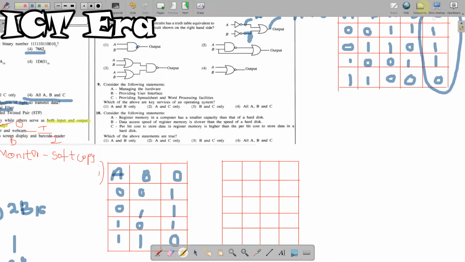So can you see this output is equal to this output? Yes. So first one should be the answer. I will just do the other truth tables also.